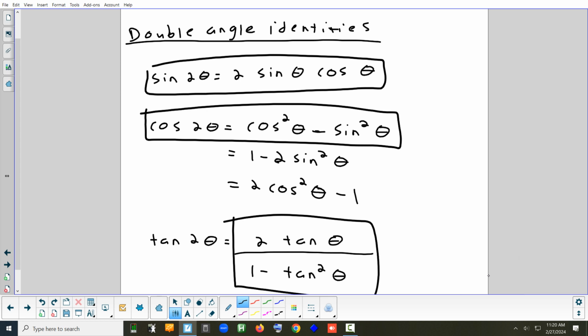Does anyone have any questions on those double angle identities? Again, I had them all on the board yesterday. That's not anything new. So if you wrote them yesterday, you don't have to write them again.